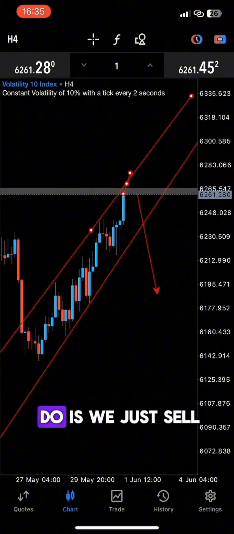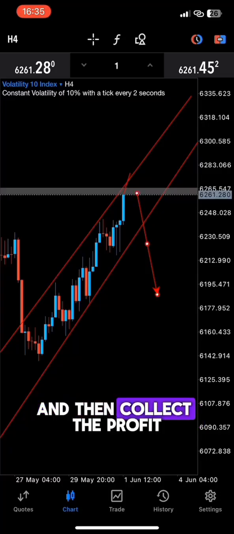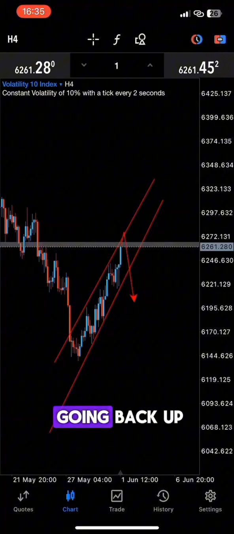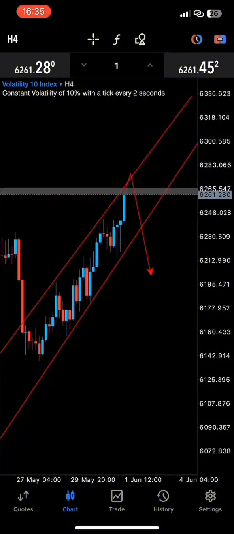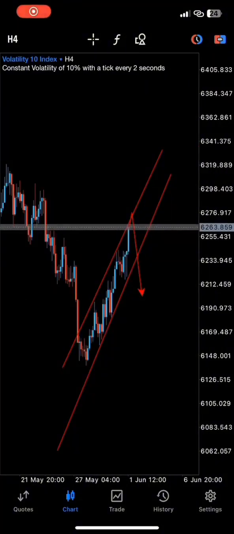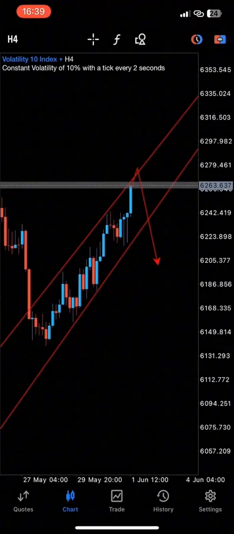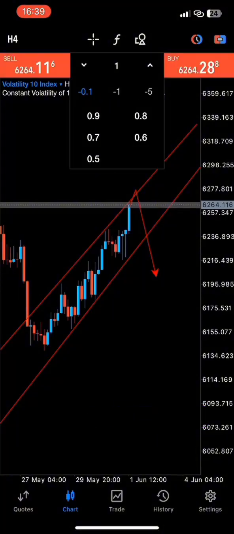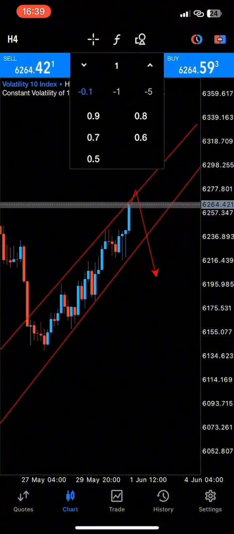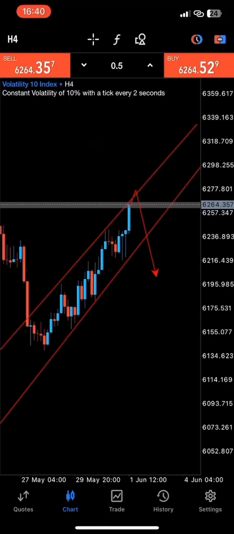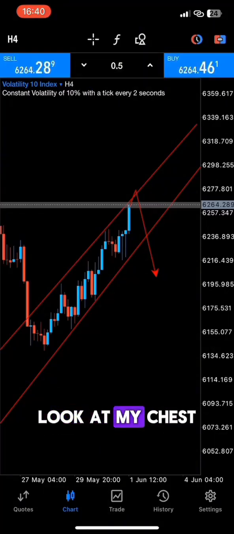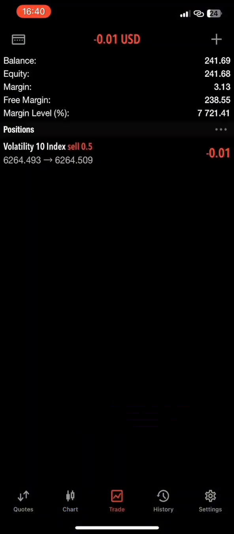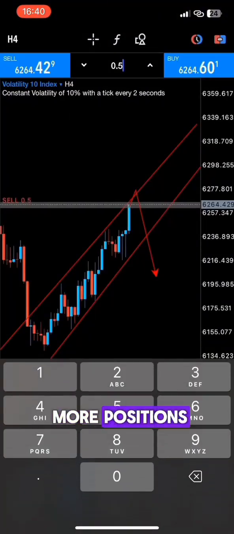So what we just do is we sell and then collect the profit before the market breaks to the downside, or even bounces back, going back up. So this is it. Now we are going to sell. That's the only difference, guys. Look at my trades that I enter. I just go a lot of positions. Now let me enter more positions.